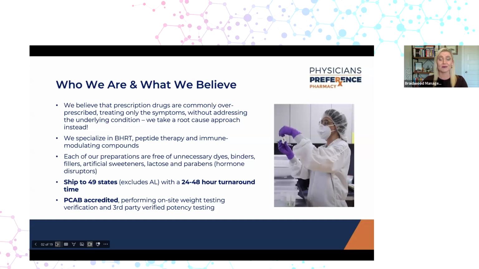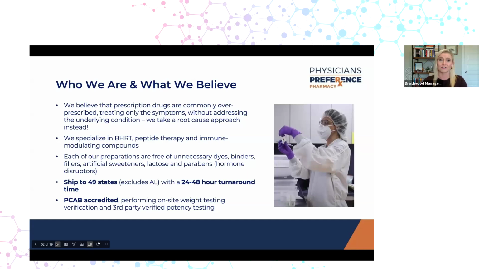So we specialize in bioidentical hormone replacement therapy. That's really our bread and butter, and that's how we got started. We also specialize in peptide therapy, which I will be discussing a little bit of this evening, as it does have a role in this topic, and immune modulating compounds, which has really come to be actually a large part of what we do at Physicians Preference.